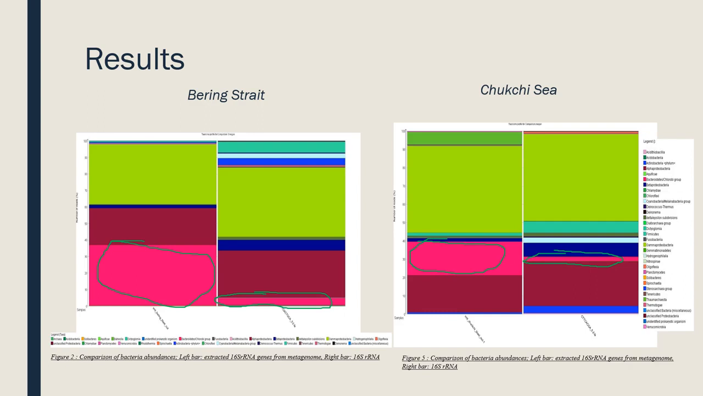Therefore, it is concluded that the two methods produce different abundance distributions, with 16S rRNA sequencing producing an underrepresentation as compared to Riego, although further study will be carried out to determine which is more accurate.